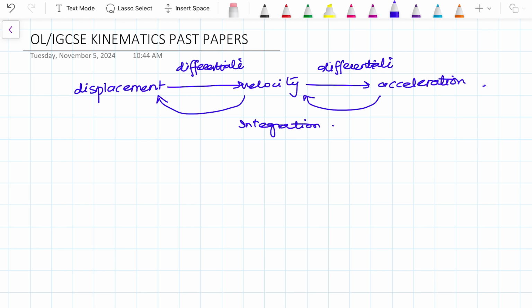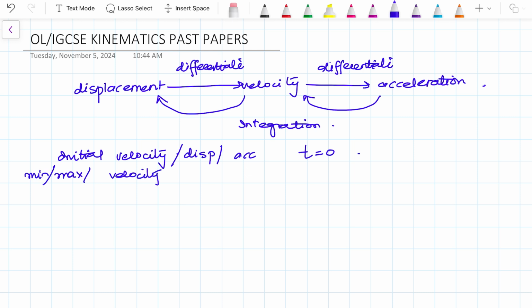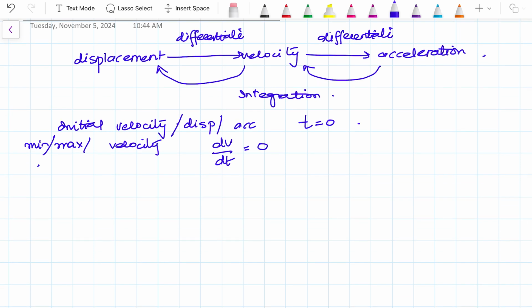Alright, some of the keywords: initial velocity, initial displacement, initial acceleration means time is equal to 0. Maximum velocity or minimum velocity means that the differential of velocity is 0, and the differential is with respect to time. Minimum or maximum acceleration means the differential of acceleration is equal to 0. Minimum or maximum displacement means the displacement differential is equal to 0. Some of the key pointers that you need to know. So let's start with the past paper questions to have a better grip of the topic.